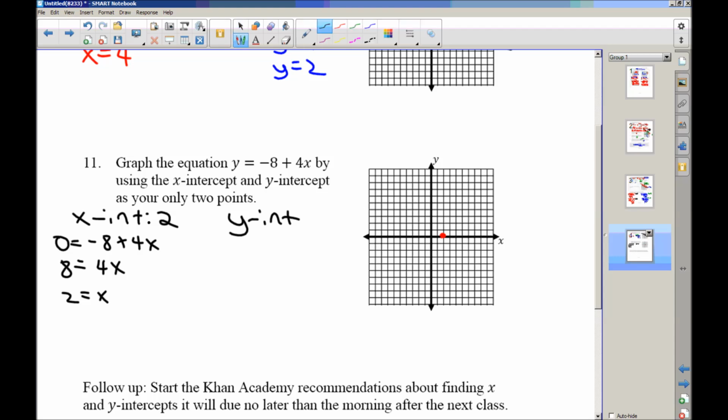Now to find the y-intercept, okay, we solve for y when x is 0. So y equals negative 8 plus 4 times 0, which is y equals negative 8. Okay, so we put negative 8 on the y-axis. And then we draw our line through there. And then I'll go up this way. And we write y equals negative 8 plus 4x.